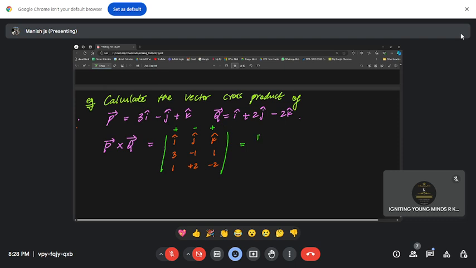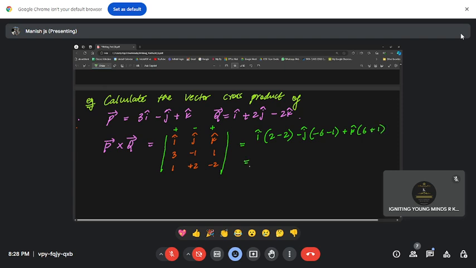So first you have i, open the bracket, block the corresponding row and column. So you will get 2 minus 2. Next minus j, open the bracket, block the corresponding row and column containing j. You will have minus 6, minus 1, and lastly plus k. You open the bracket, block the row and column containing k. So you will get 6 plus 1.